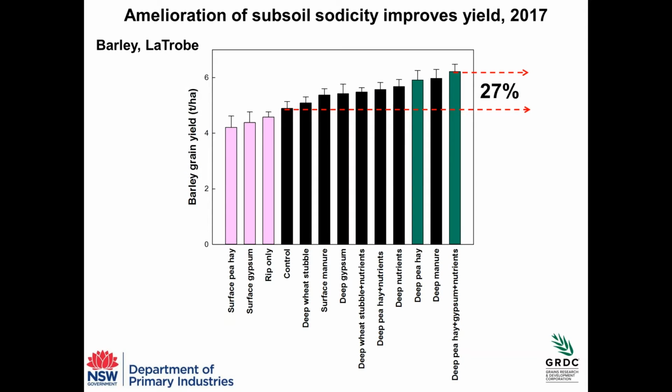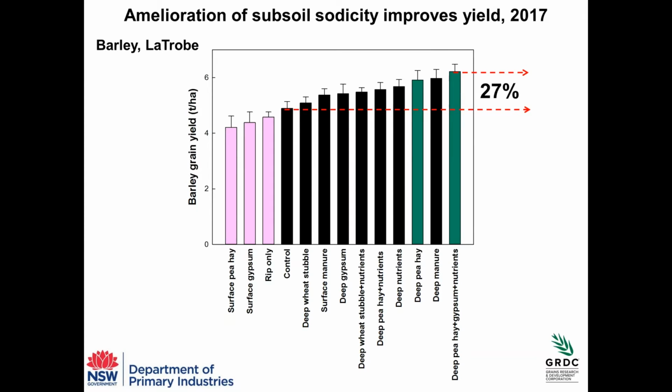Going backward, in 2017 we had a barley crop, variety Latrobe, and very quickly, because of the time, I'm just going to highlight the consistency of that deep pH plus gypsum plus nutrient treatment, where we got about a 27% increase in yield relative to control. Deep manure performed well in 2017. However, it moved to the left-hand side a little bit and lost that potential a little bit.